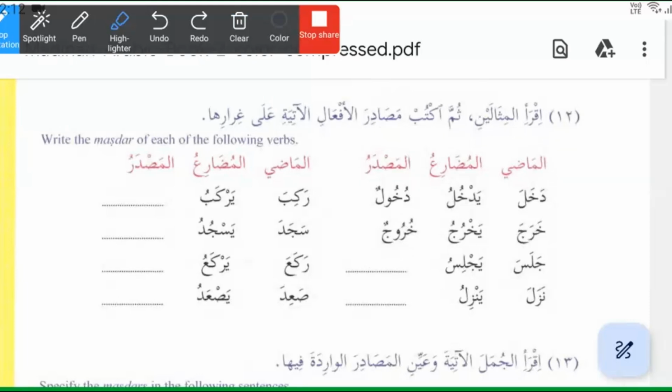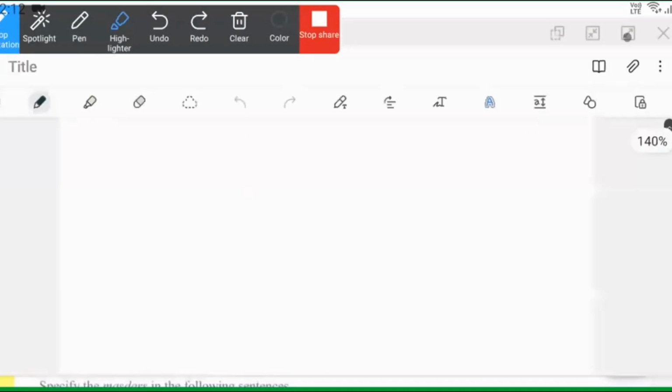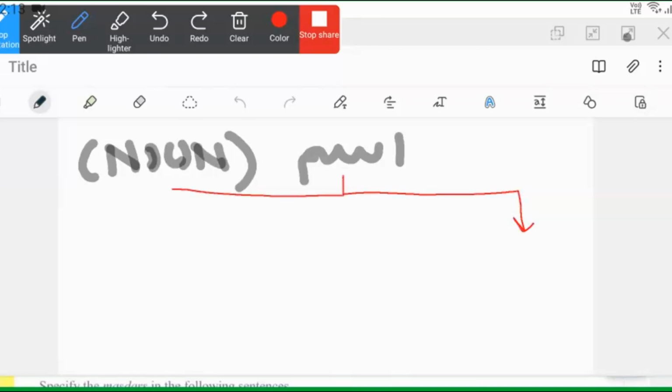Now we know that, let me make a small presentation for this. By that it will be more beneficial and we can save that. Let's say we create a note here. For example, we say ism. We know that ism is a noun. So this ism can be divided. There are different ways of dividing the noun. But one of the categorizations of the nouns is that a noun can be a masdar.